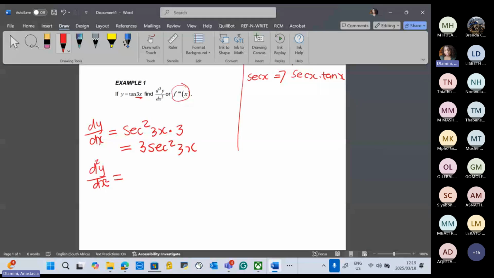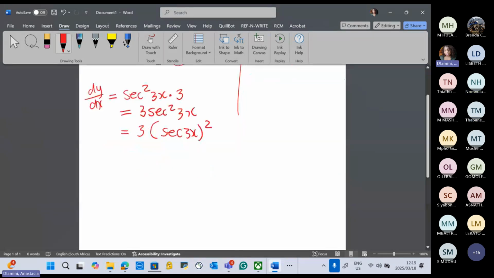I think the two there, the sec squared, the two we must take it out and bracket the whole thing and then put the two outside. So let's do that. So this is equals to 3 open brackets sec 3x squared. Are we all together in this boat? Yes, ma'am. From here, then we can go and find the second derivative of it.